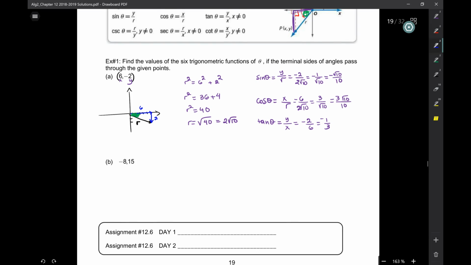Now I need to do cosecant of theta. Cosecant of theta is just the reciprocal of this. But now, a little bit of sisterly advice: go to 1 step before, so you don't have to rationalize, and it's just negative root 10. Secant of theta, go to 1 step before, root 10 over 3. And then cotangent of theta is negative 3.